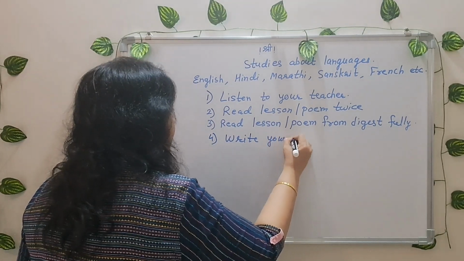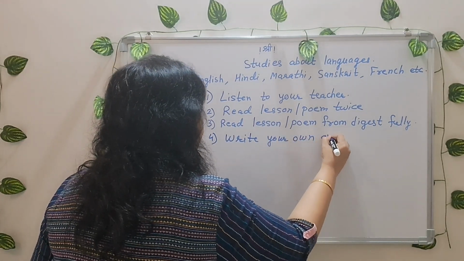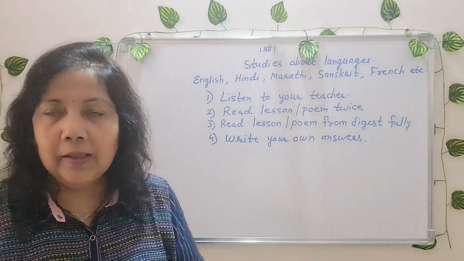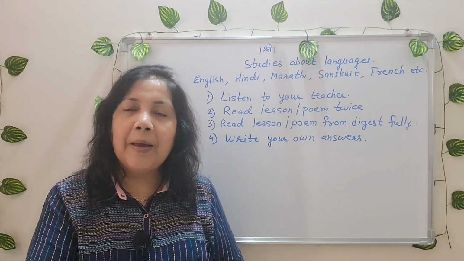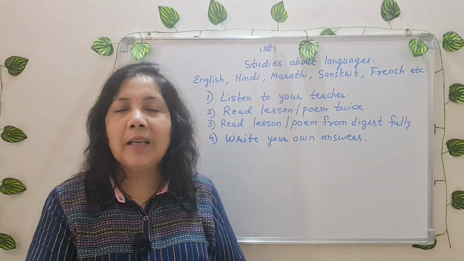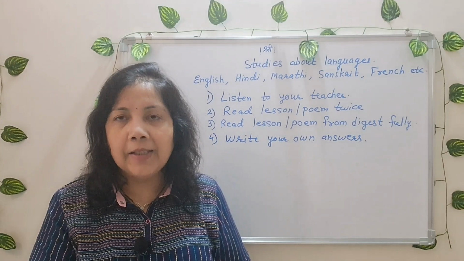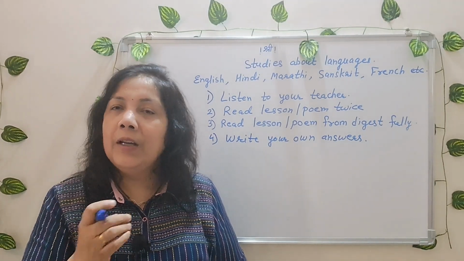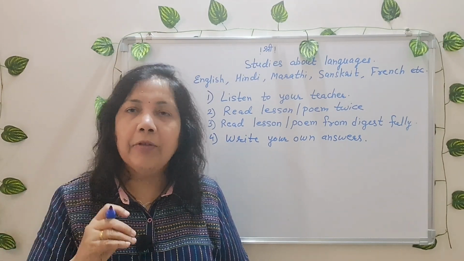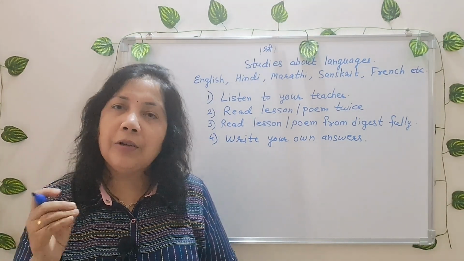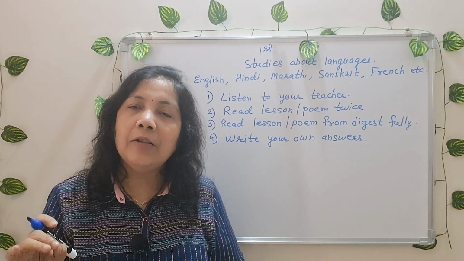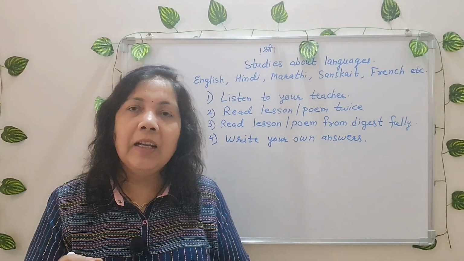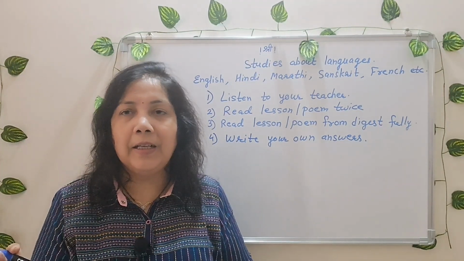Then the next step, number 4, is to write your own answers. See that paragraph, write the answers. See the poem, whatever answers are below in the text, write those answers on your own, because it is language, you cannot learn everything by heart. You have to write on your own in your own language. So write all answers on your own in your own notebook. This way you will learn the lesson or the poem almost 80%.